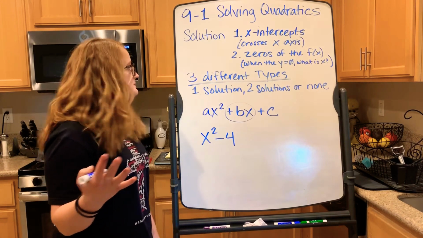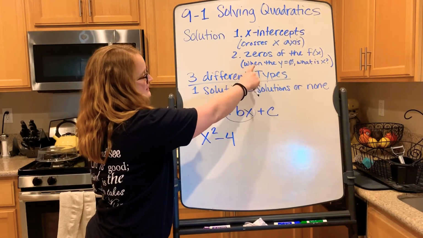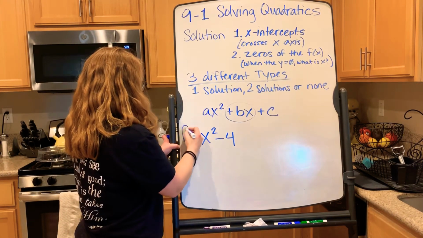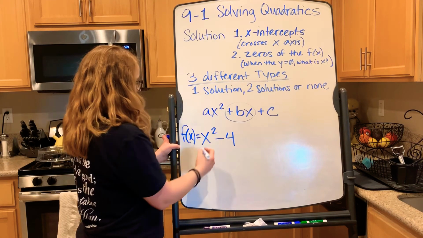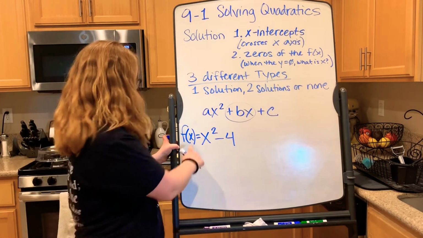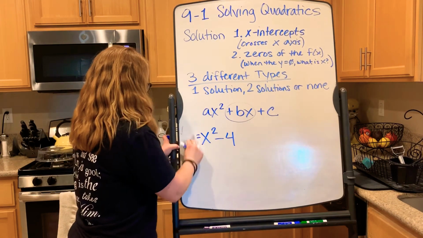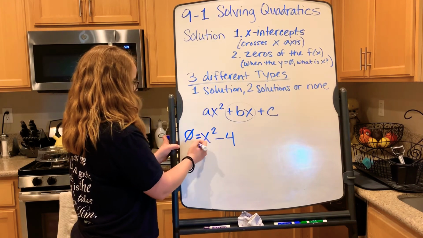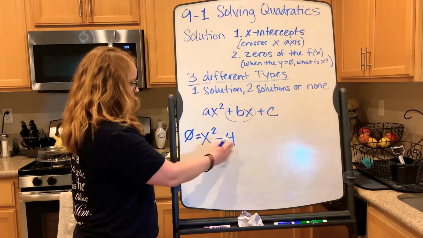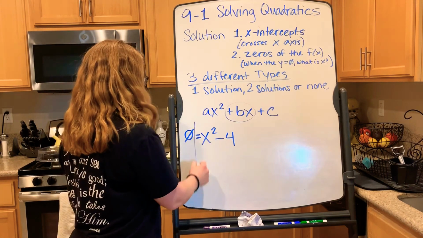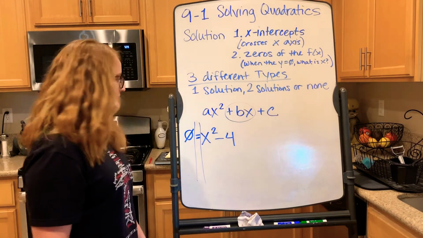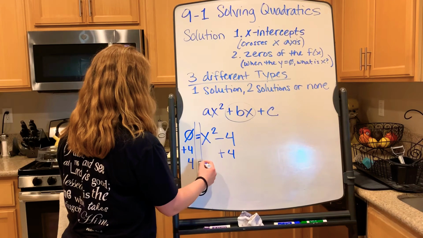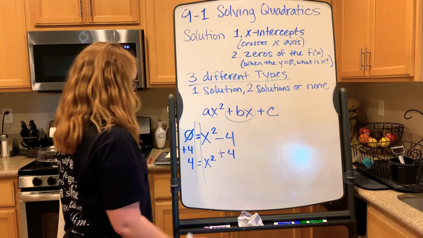So what's really cool about these, because we know that the zeros of the function mean that the y value has to be 0, we remember that f of x is usually how we represent the function, right? And I've always told you guys that f of x is also y. So if we put 0 here, because we know that y has to equal 0, then we can find whatever the solution is. Now we can solve this like we'd solve an equation, adding 4 to both sides. So we get 4 on this side, x squared on this side.